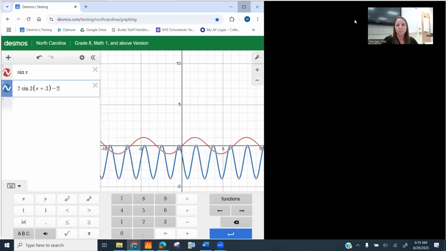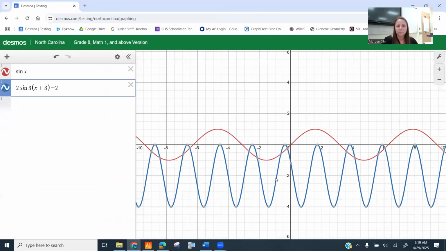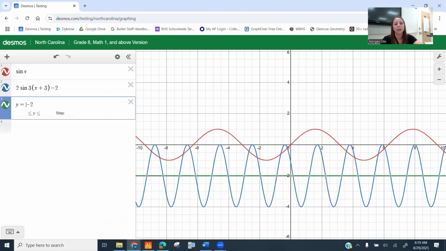Let me just make it bigger for a second. All right, here we go. The amplitude, and actually we set the midline as y equals -2. So I'm just going to throw that in there. Do you notice that green line is straight through the middle? And our amplitude is 2.